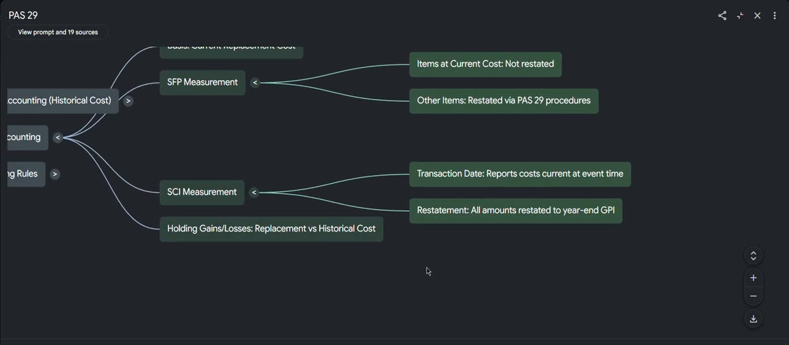Comprehensive income measurement reports costs current at event time, and restatement amounts are restated to year end general price index. Again, let me just reiterate that current cost accounting revolves around holding gain or holding loss based on the replacement cost and historical cost present. I think that would be all.